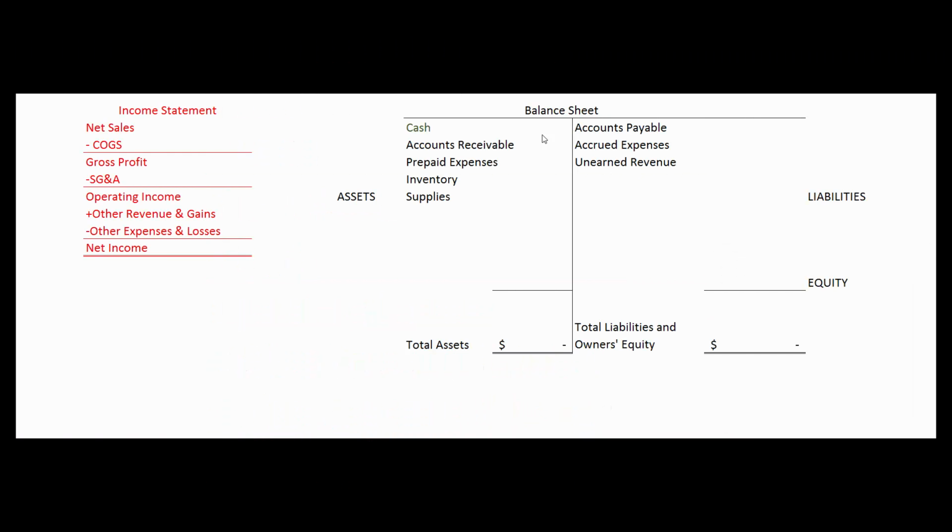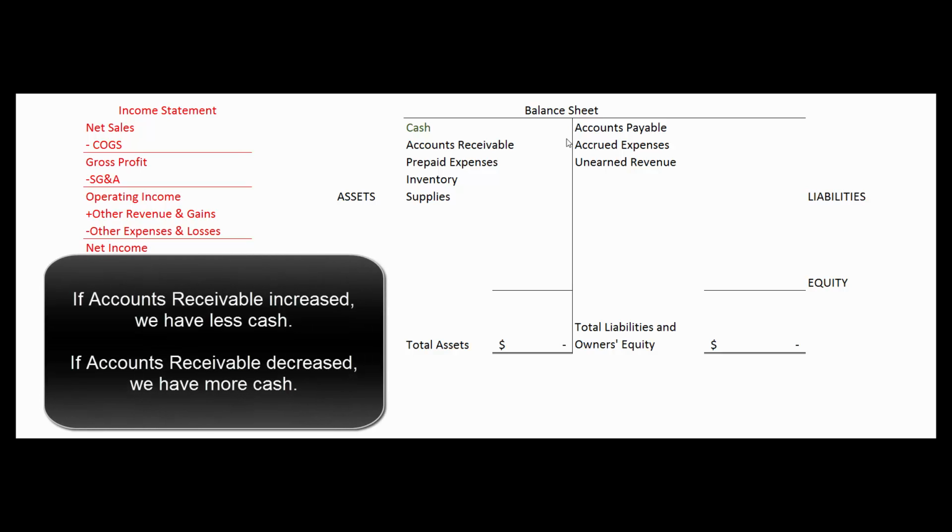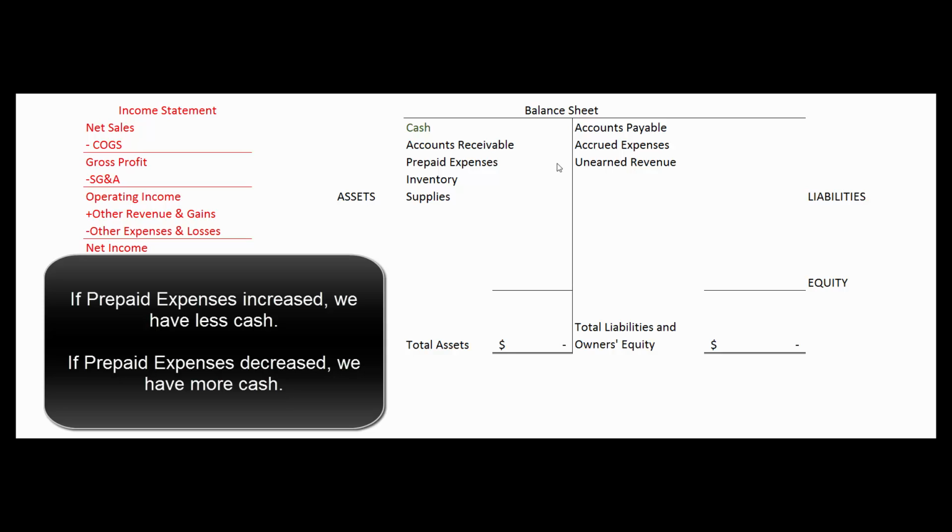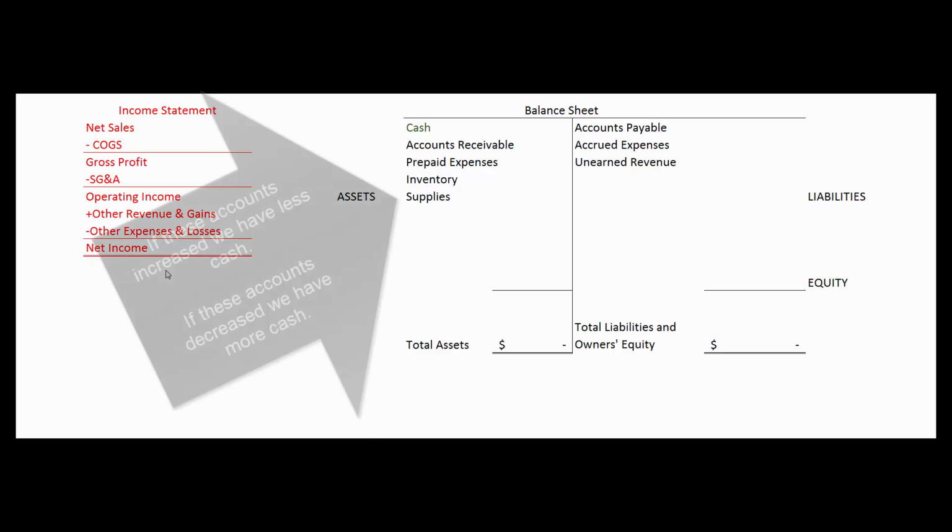And then what if accounts receivable at the end of the year are higher than they were at the beginning of the year? Well, that means our customers owe us cash. So we have less cash than you would think looking at our income statement. What if prepaid expenses are higher at the end of the year than they were at the beginning of the year? Well, then we paid cash out for expenses that haven't hit our income statement yet. So we have less cash than you would think looking at our net income.